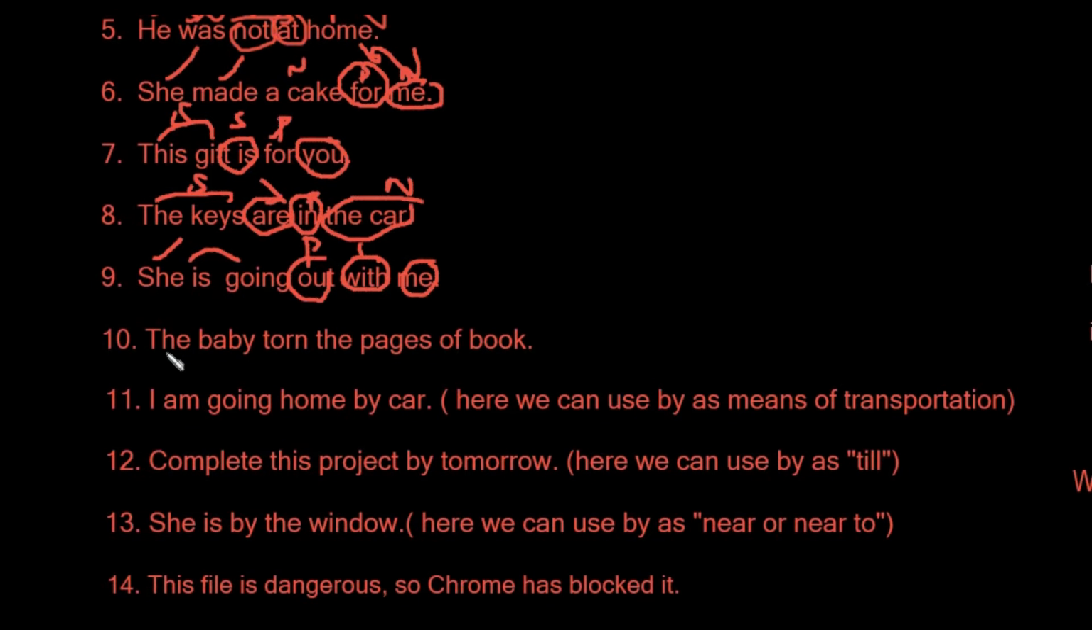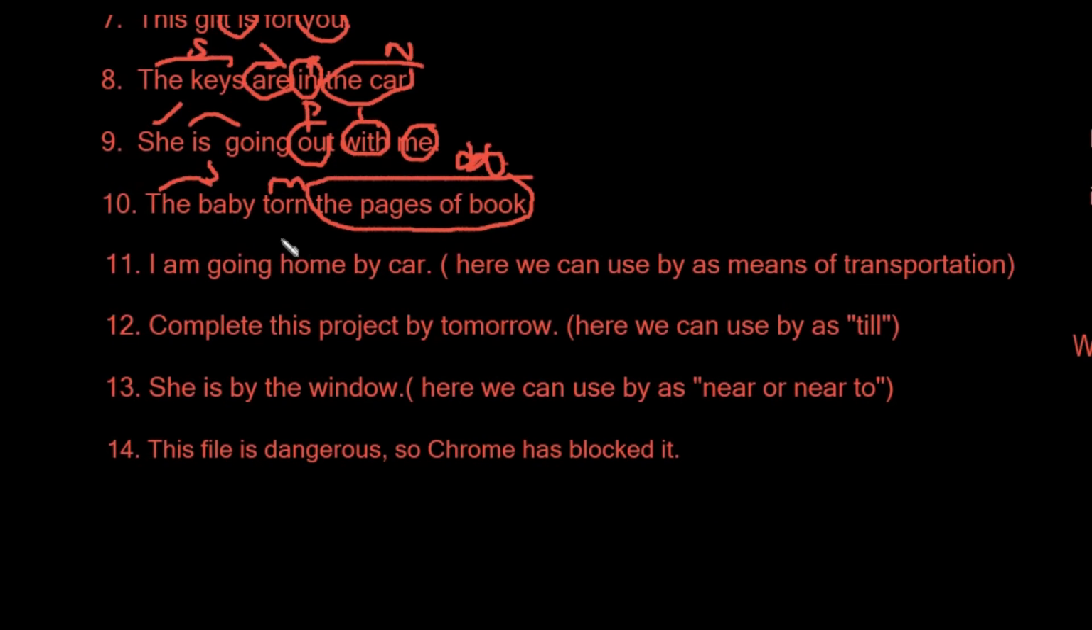Okay, tenth one: the baby tore the pages of the book. The baby is the subject, tore is the second form of tear. Tear means to make slices of something, like a book or clothes or anything. So the baby tore, the second form of the verb, which is the main verb here, and the pages of the book is the object.